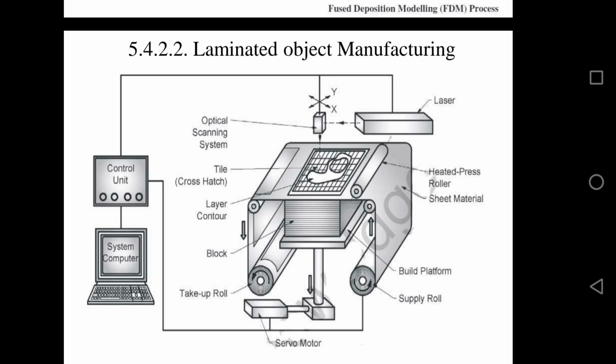So this laminated object manufacturing process typically consists of 3 steps. The first one is placing the material, that is thin sheets or laminates, then bonding the sheet or laminate to previous layers. Once I keep a layer, then I am going to keep another layer. So bonding of this sheet to the previous layer is the second process. The third one is cutting the laminate as per slice layer data.